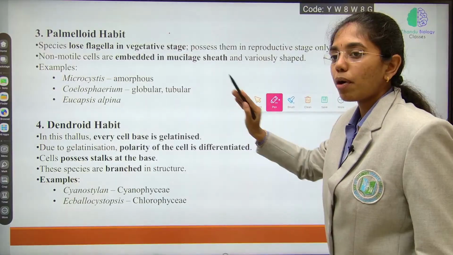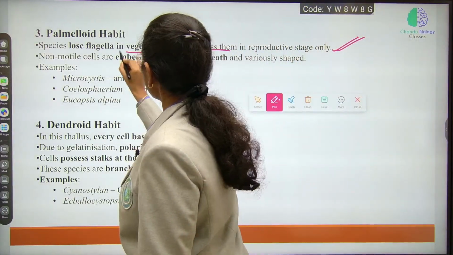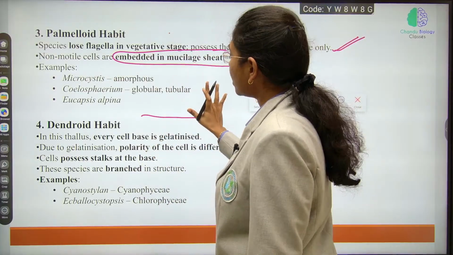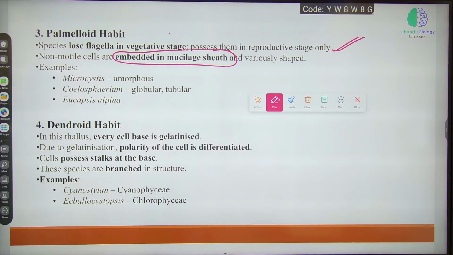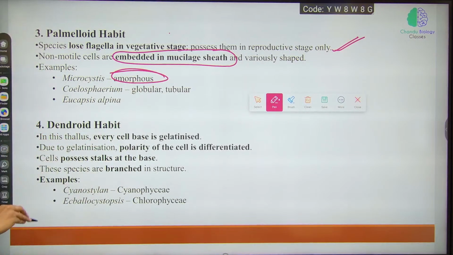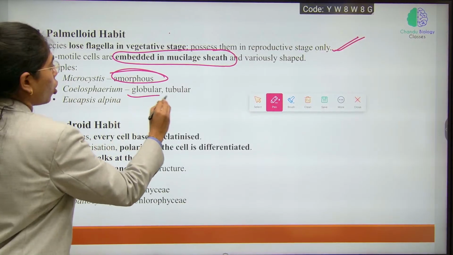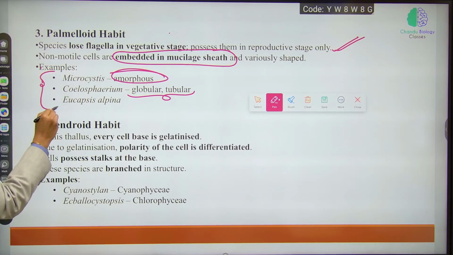And what type of cells can you see here? Non-motile cells which are embedded in a mucilaginous sheath. All the cells are non-motile and embedded in a mucilaginous sheath. Examples you see: Microcystis, Gloeocystis, and Eucapsis alpina. These are the examples of palmelloid habitat.